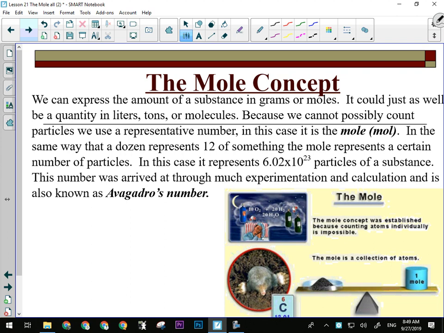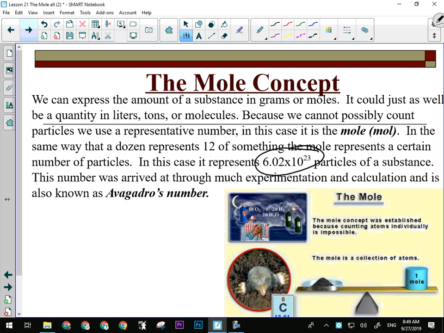Okay? And if we say we have 3 moles, then we know we have 3 times that number of something, because this is the number of anything in 1 mole. So this is like 12 is to a dozen. This is to a mole. So if I have 3 moles of something, I have 3 times that number of particles of that material.